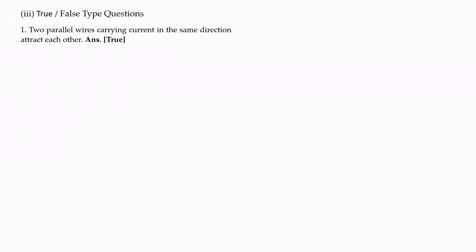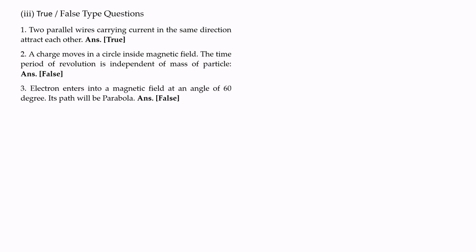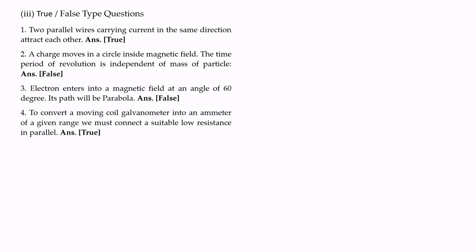True or false type questions. Two parallel wires carrying current in the same direction attract each other. Correct. The charge moves in a circle inside the magnetic field. The time period of the revolution is independent of the mass. This is false. Question number 3. Electron enters into a magnetic field at an angle of 60 degrees. Its path will be a parabola. It is false.